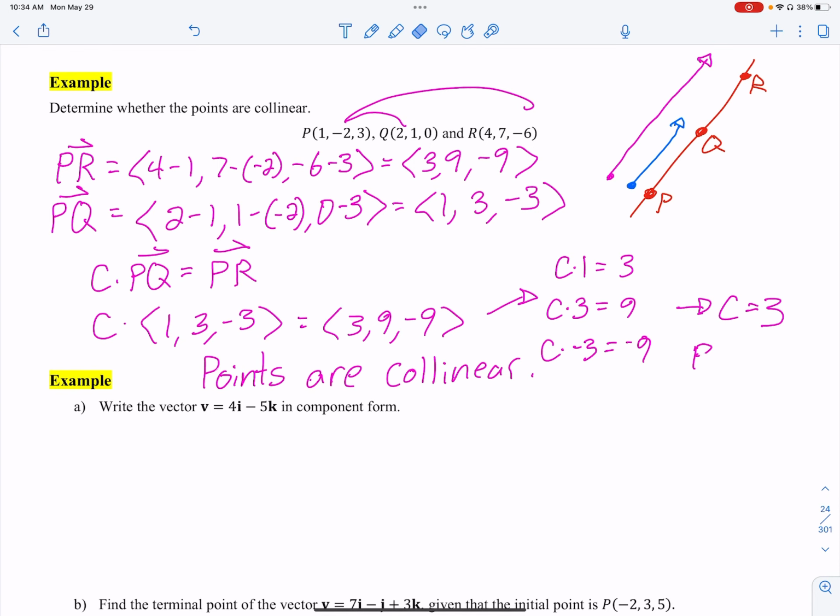Let's make sure logically we're on the right path. I'm going to write this here. Sorry for squeezing this in. PQ is parallel to PR, which implies, double arrow, implies points are collinear. There we go.